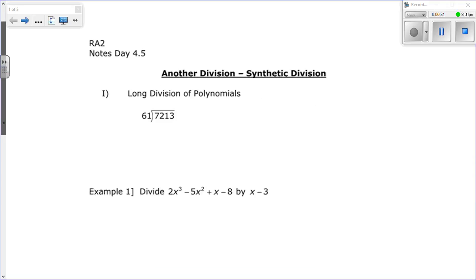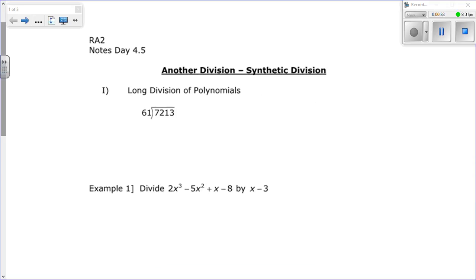So, first question I have here is just a normal long division question, 7213 divided by 61. So 61 goes into 72 one time. 1 times 61 is 61. And then I'm going to subtract. And when I subtract, I get 11. And I bring down my 1. So I have 111. 61 goes into 111 one more time.